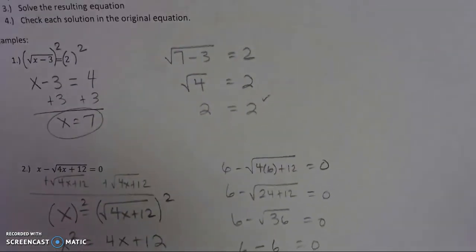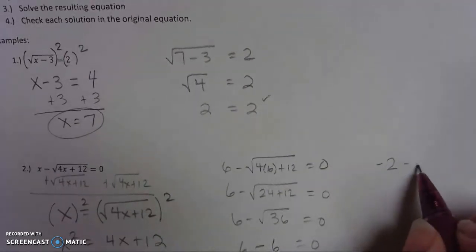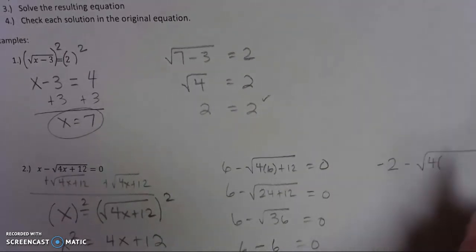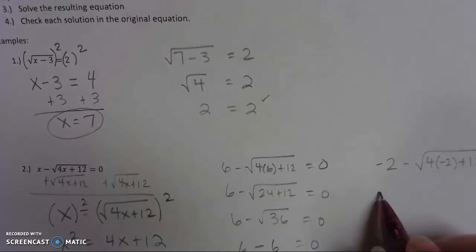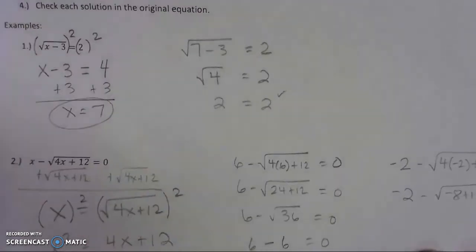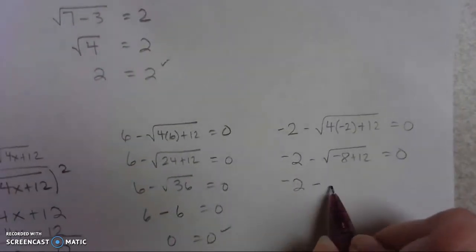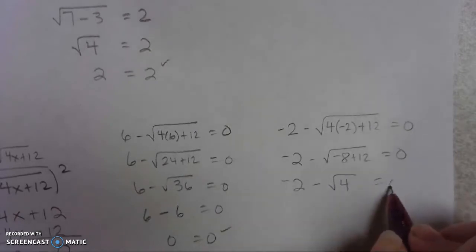And I want to try the same thing with negative 2. So we'll fill in negative 2 everywhere there's an x. Alright, we'll have negative 2 minus negative 8 plus 12. Make sure you can see what I'm writing here. Alright, then that'll be negative 2 minus the square root of 4.